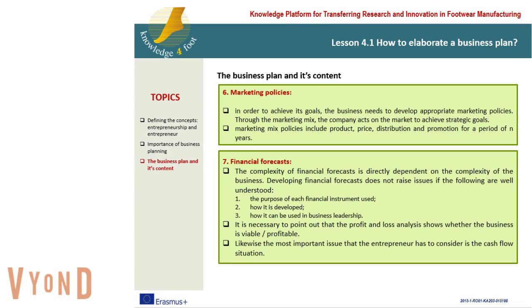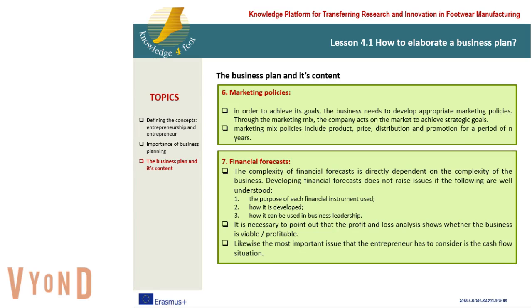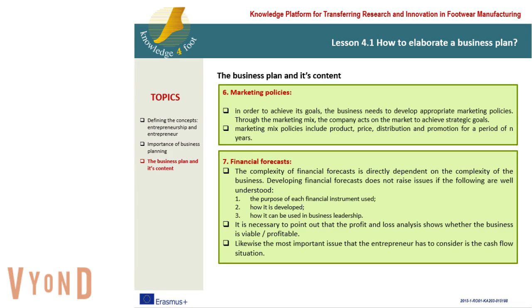6. Marketing policies. In order to achieve its goals, the business needs to develop appropriate marketing policies. Through the marketing mix, the company acts on the market to achieve strategic goals. Marketing mix policies include product, price, distribution and promotion for a period of n years. 7. Financial forecasts. The complexity of financial forecasts is directly dependent on the complexity of the business. Developing financial forecasts does not raise issues if the following are well understood: the purpose of each financial instrument used, how it is developed, how it can be used in business leadership. It is necessary to point out that the profit and loss analysis shows whether the business is viable, profitable. Likewise, the most important issue that the entrepreneur has to consider is the cash flow situation.